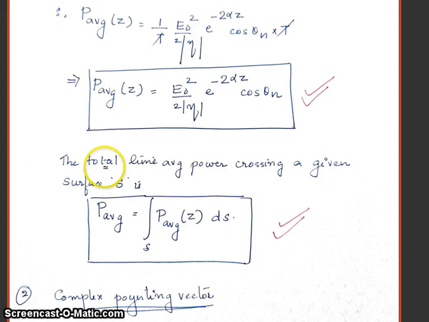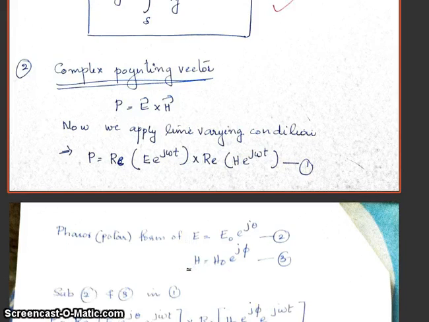And the total time average power crossing a given surface S is given by taking the surface integral of P average of Z. That is, if you are asked to calculate the total power crossing a given surface, what you have to do is, first you have to find out P average of Z, then integrate over the closed surface. That is written here, P average is equal to integral over S of P average of Z ds. Okay. Next we will see the complex Poynting vector.